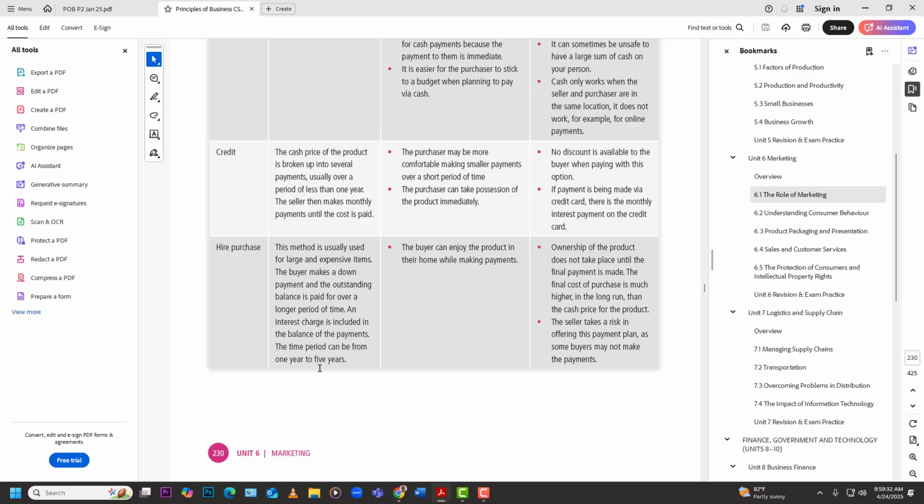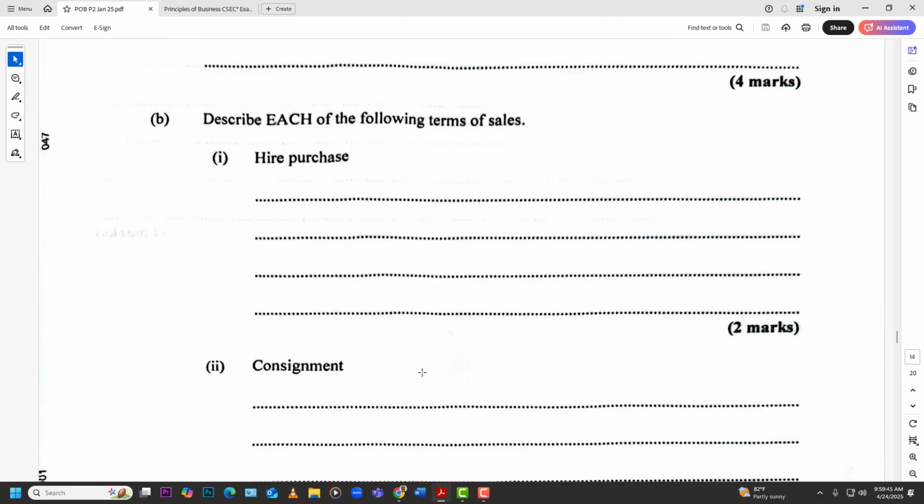You don't own it until you completely pay for it, and at that point, you own it outright. But if you don't pay for it fully, they can come back and take it if you stop paying for that particular product. So that's hire purchase in a nutshell.